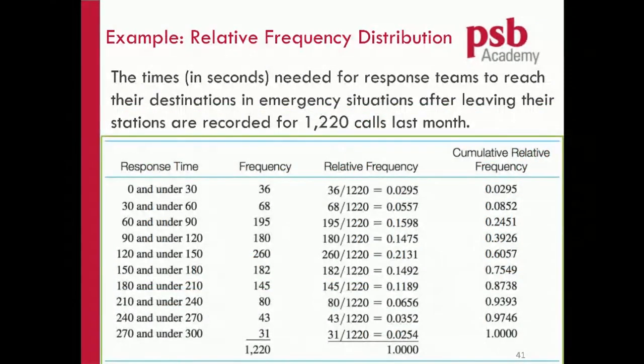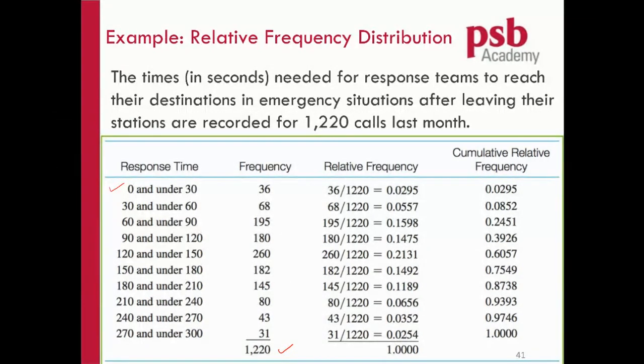Okay, now this is another example where you have 1,220 calls. There are 1220 data points. What is that? This is the time needed for response teams to reach their destination in emergency situations after leaving their stations. You know, response teams, this emergency team, how do they respond? They have to be there at the destination within seconds. So all this time is in seconds. 0 to 30 means below 30 seconds. They arrive at the place already, right?